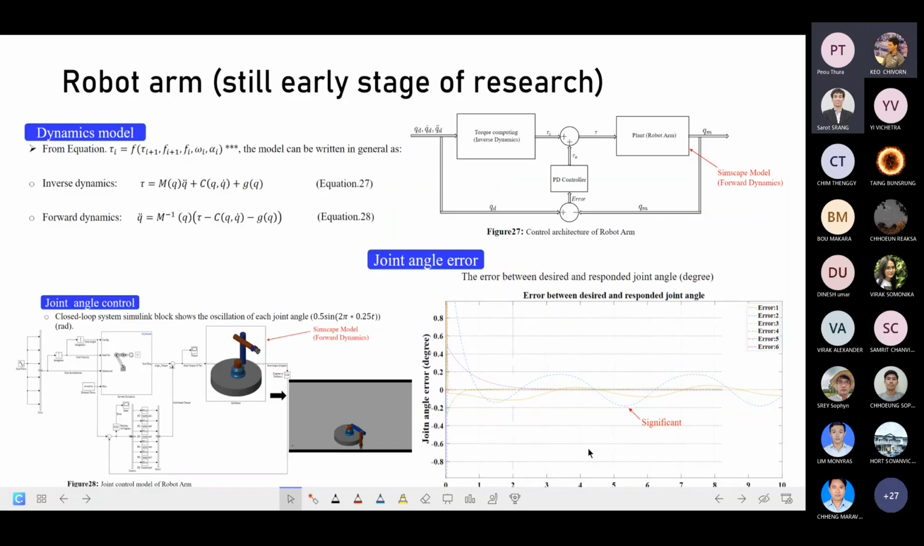Actually, one student has done a simulation of dynamics and control for 6 degrees of freedom. So, yeah, we haven't developed any prototype yet. So the progress on the robot arm is very slow compared to other prototypes.